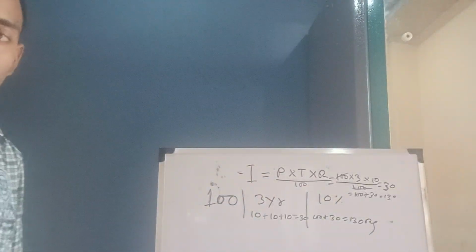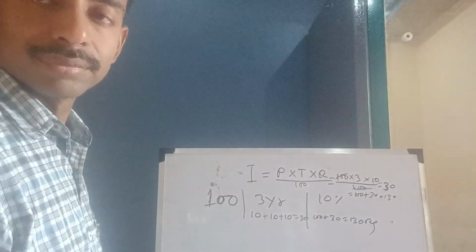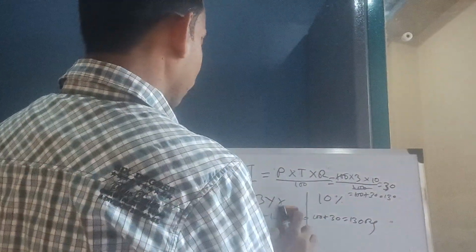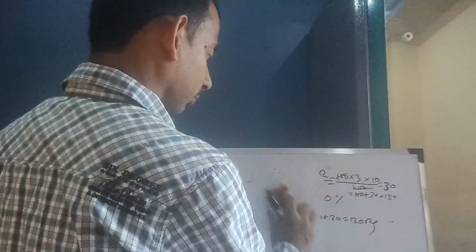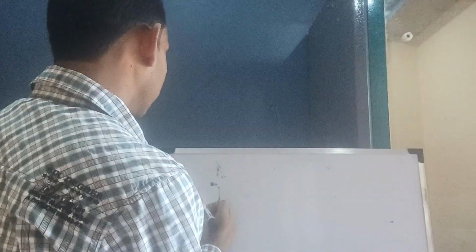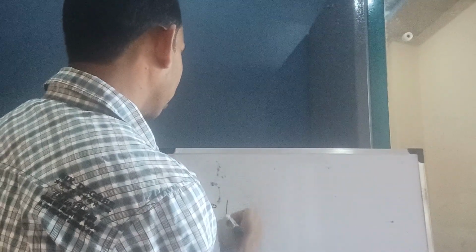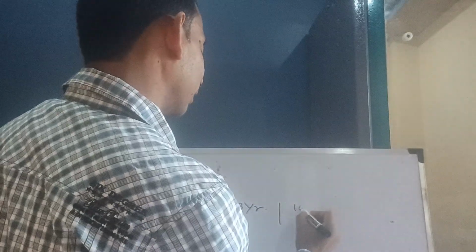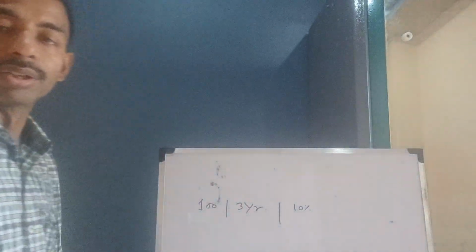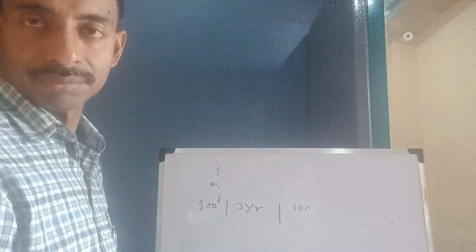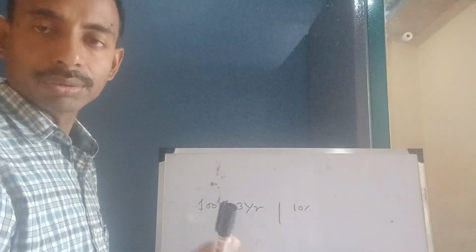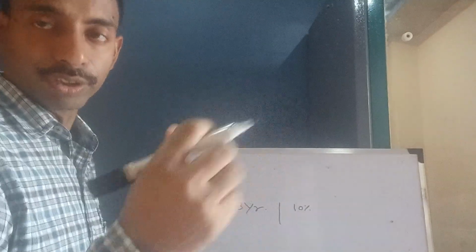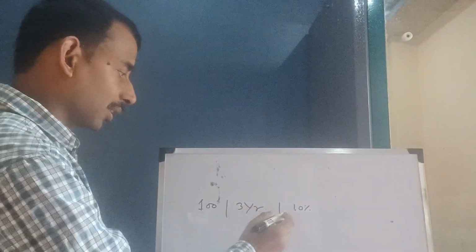Okay, now come to the point. Compound interest. Again, take an example. You have invested 100 rupees in a bank for a 3 year time period and the rate of interest is 10%. Now this is not simple interest, this is compound interest. Okay, you have to calculate in a compounding way, cumulative way. 10% yearly.